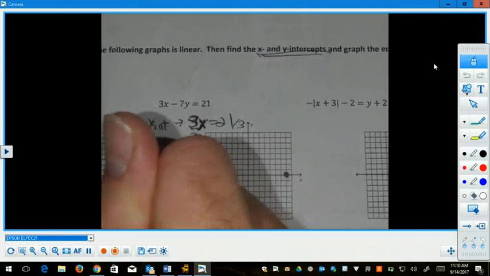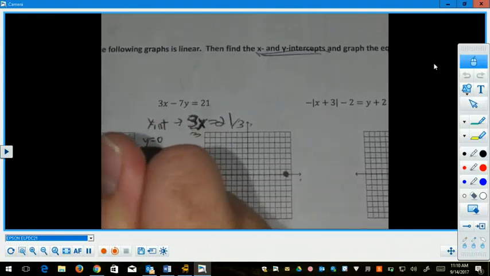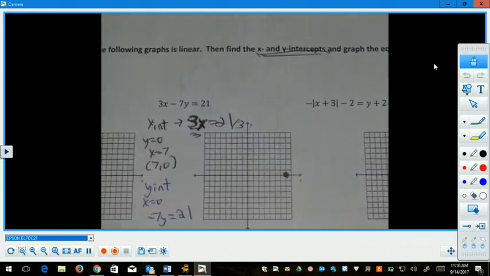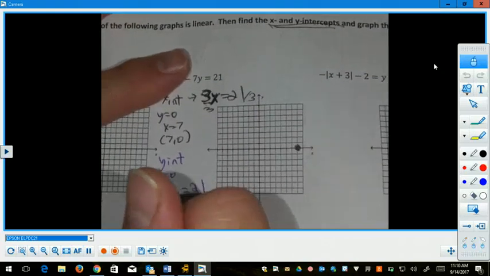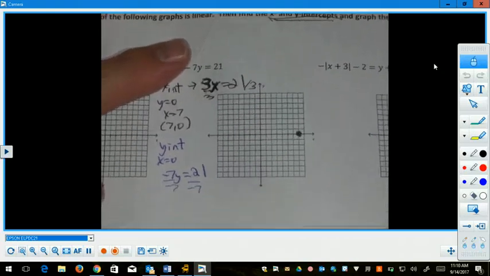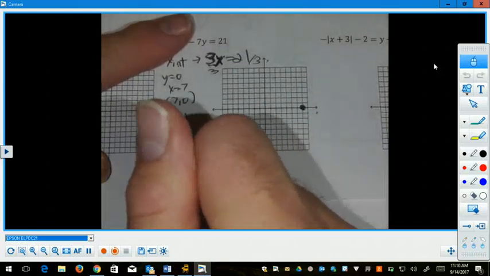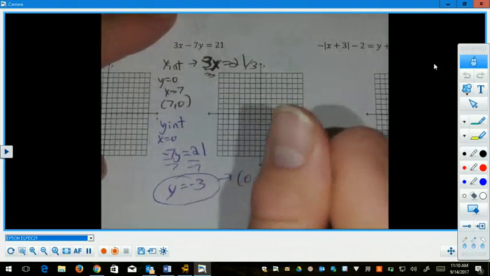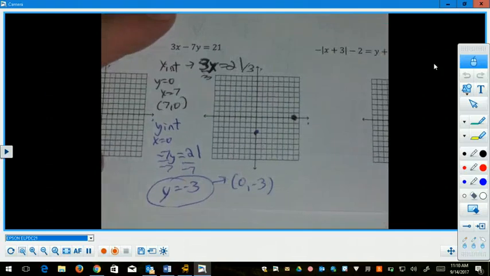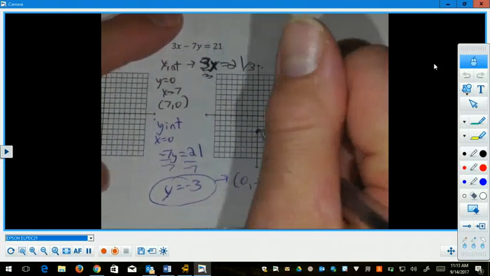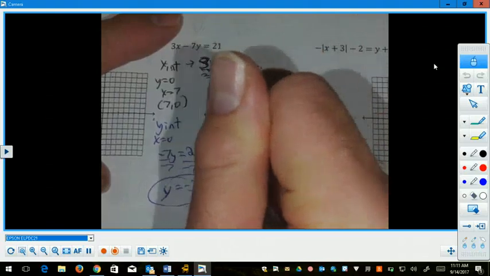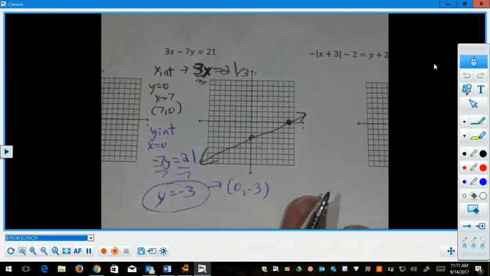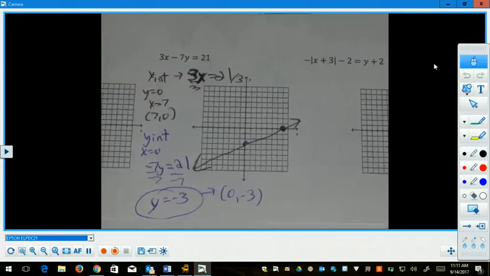For my y-intercept, I'm going to let x equal 0. So when I cover up that, I get negative 7y equals 21. Divide both sides by negative 7. Y equals negative 3. So now my y-intercept is (0, -3). And I can plot that. And that right there is enough points to give me my line without having to make a table. Just make sure you put arrows on the ends when you go past the graph. Any questions on that one?